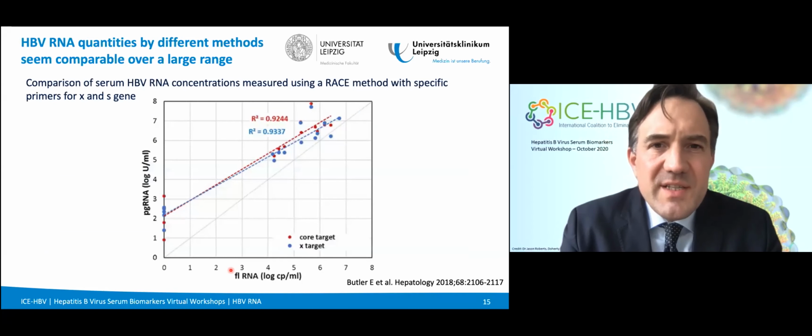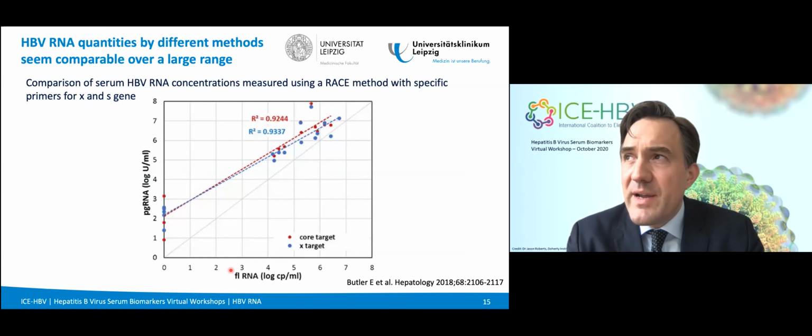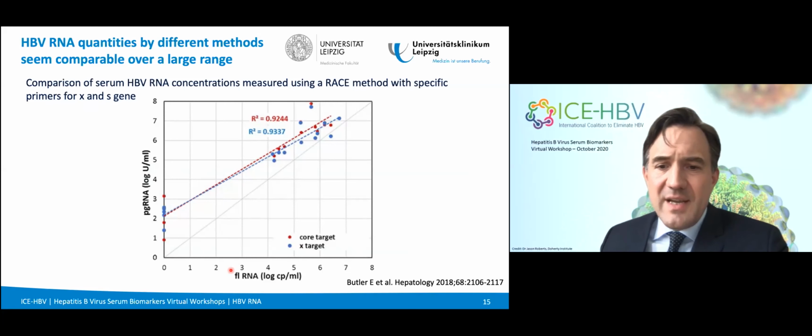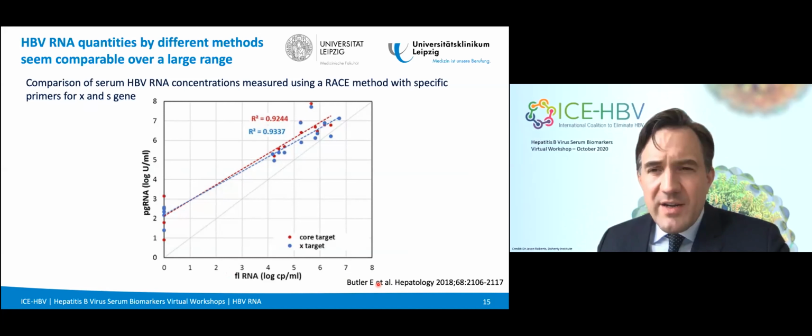Here, the question is now, how can these methods be compared? There are only few papers, I think only one, that shows a neat comparison of two different methods. This is a study published by Butler et al. And they showed how an assay that detects simultaneously HBV RNA fragments over the S and the X gene, which was developed by Abbott, compares to the RACE PCR primer-based assay.